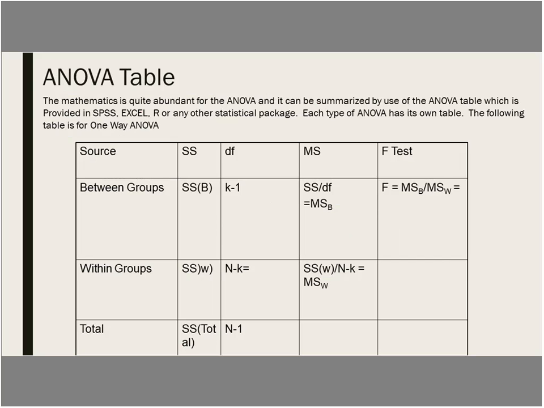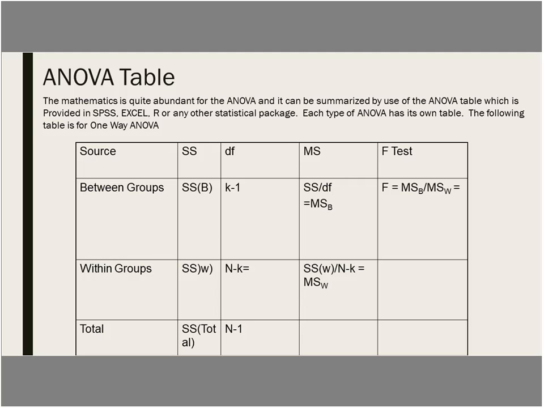And I'm sure some of you are aware the actual calculation for one-way ANOVA could be quite tedious, and the more groups that you have, the more tedious it's going to be. So it's very much encouraged that you use SPSS, Excel, or R to do the calculation.